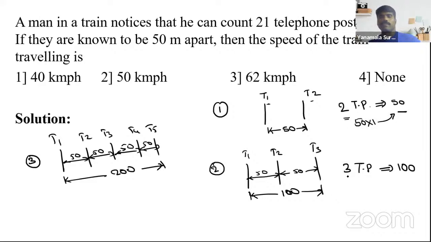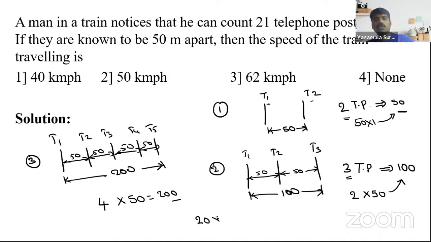Now, if they had given three telephone posts, I have to reduce one. That means two into 50, which is equal to 100, isn't it? Now there are five telephone posts. Instead of five, I have to take only four. So 4 into 50, which is equal to 200. So this is the logic. Now 21 telephone posts: the distance is given by 20 into 50, which is equal to 1000. This is how we need to do it.